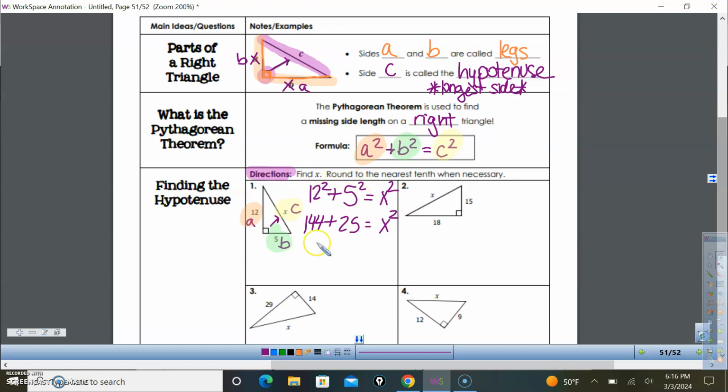Once we take care of our exponents, the only thing we have left to do is addition. So I'm going to add 144 plus 25, and I get 169 equals x squared. And then your final step, we talked about this a little bit in 6th grade, is the opposite of squaring something. So our goal is to figure out what x is right here.